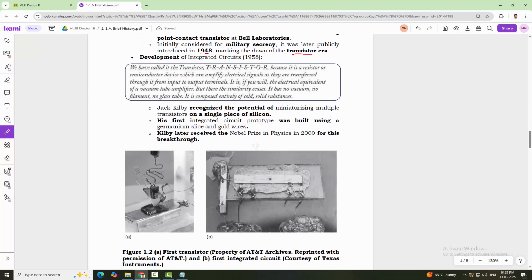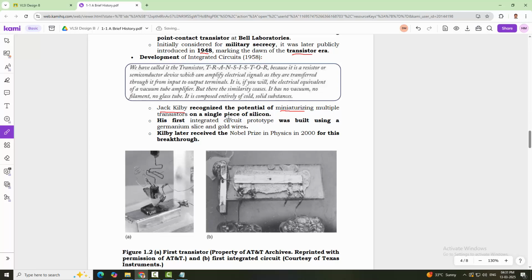Further, once the transistor was invented, it was the transistor era. Later, in 1958, the development of integrated circuits became popular, and all credit should go to Jack Kilby, the inventor of the integrated circuit in 1958, who recognized the potential of miniaturizing multiple transistors onto a single piece of silicon.